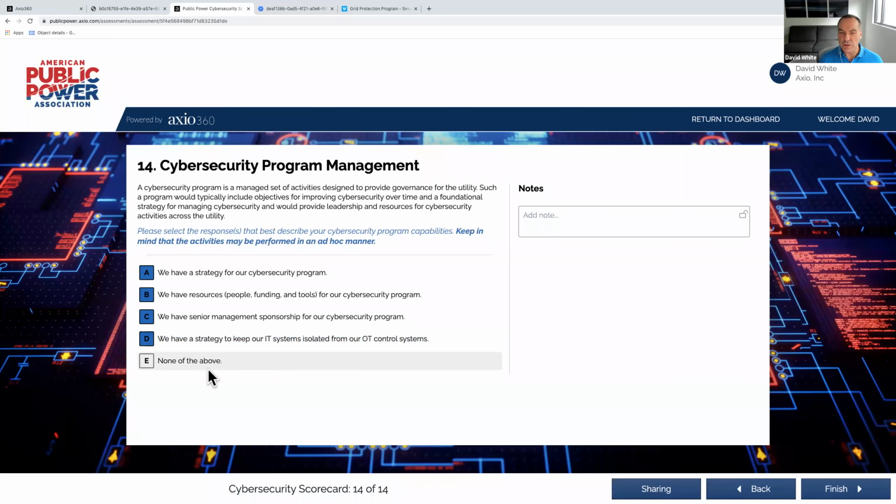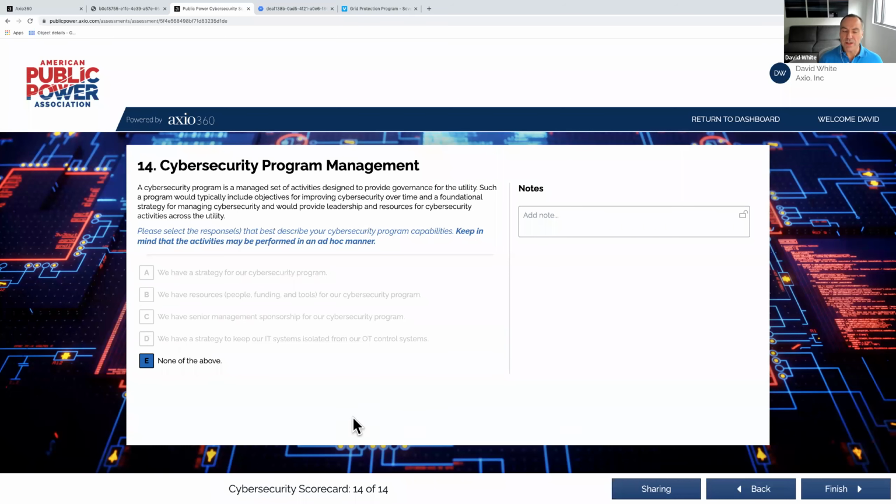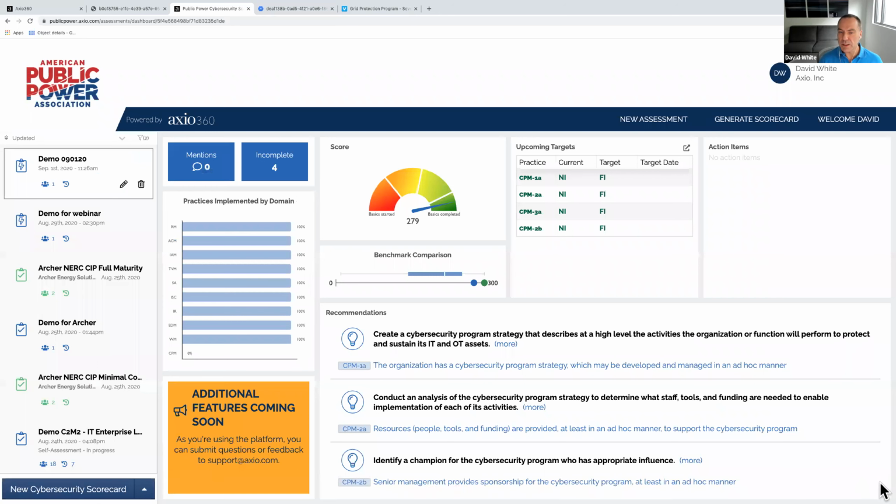Now, you might have noticed that I've clicked on every item. So for this one, I'm going to say none of the above so that we don't have an absolutely perfect score when we go to the dashboard. And when I hit finish here, it takes me out to that dashboard, and you'll see that I scored 100% in 9 out of 10 domains, and in that 10th domain, cybersecurity program management, because I clicked none of the above at the last minute, I scored 0% because I answered negative for all of those. And that gives me a score of 279.